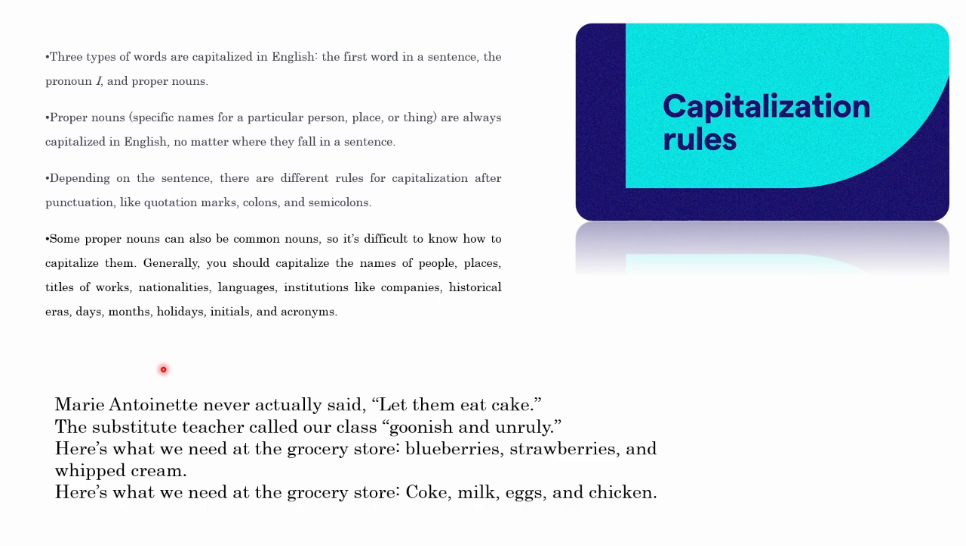Some proper nouns can also be common nouns, so it's difficult to know how to capitalize them. Generally, you should capitalize the names of people, places, titles of works, nationalities, languages, institutions like companies, historical eras, days, months, holidays, initials, and acronyms.